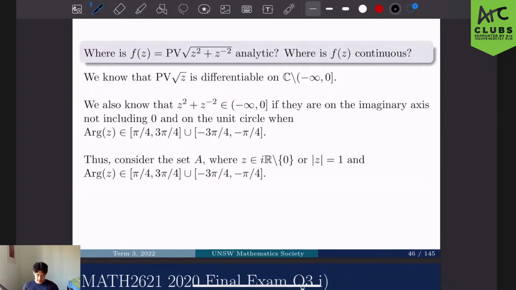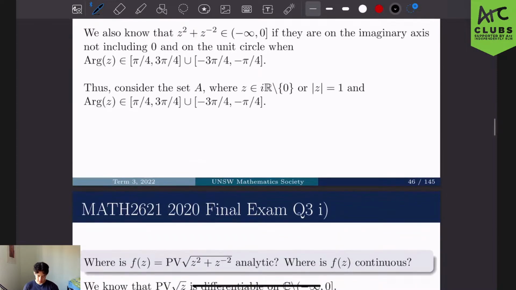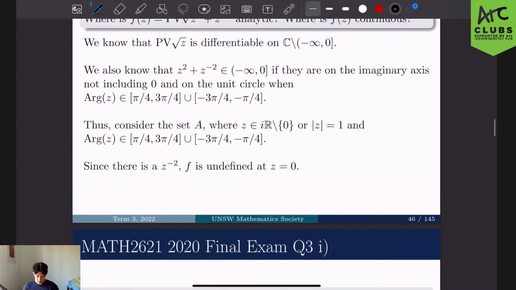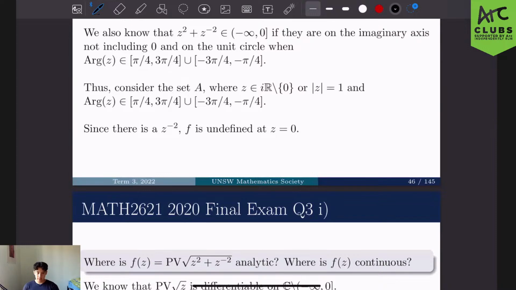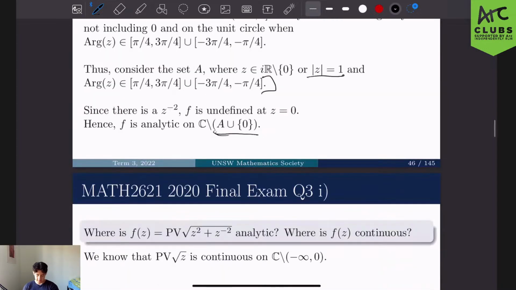So we define this set as not including 0, and this is the unit circle, and this is the argument here. Alright, and we don't include 0 because of the z to the minus 2. So it is going to be analytic or holomorphic on the set here. So once again, we found where it's not differentiable, and we found that would be the case when it's on the unit circle or the argument holds these values. Therefore, it is analytic on C apart from this set here.